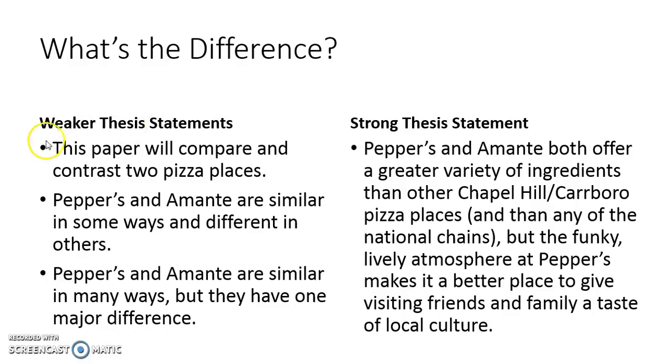The ones on the left, on the other hand, are just a bit too vague and too broad. The first one doesn't even specify what pizza places will be compared and contrasted, and the second two are set up like thesis statements, but they don't give enough information that the reader knows what the paper is going to be about or is enticed in any way to read it. And none of these ones on the left-hand side take a stand. No reasonable person could disagree with any of these thesis statements.